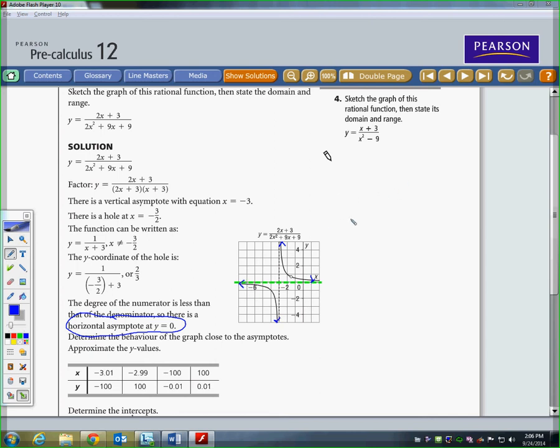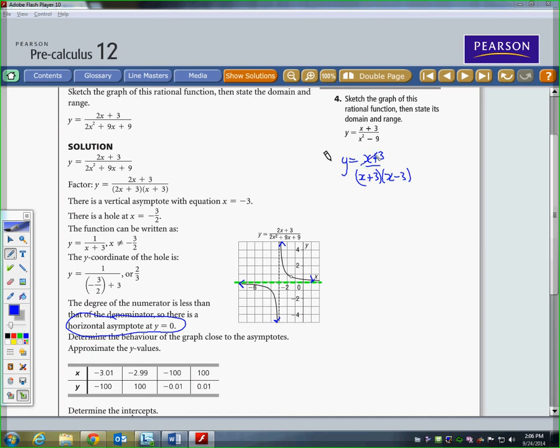So we're almost done the video. What I'd like to do first then is to do number 4, to sketch the graph of this rational function, then state its domain and its range. So first thing we'll do is, hey, I just can't let that denominator sit there because it's jumping out at me. This is a difference of squares, isn't it? So that's going to be an x plus 3 and then an x minus 3. And then it's like a puzzle that undoes itself.